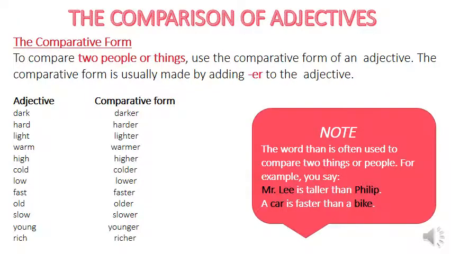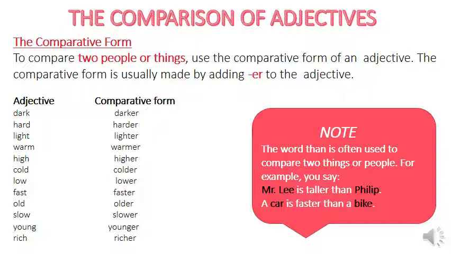Now we move to the comparison of adjectives. It means when I use adjectives to compare. First of all, the comparison of adjectives is divided into two parts, the comparative form and the superlative form. To compare two people or two things, I use the comparative form. If I'm comparing two people or two things, not more than two, you use the comparative form of an adjective.